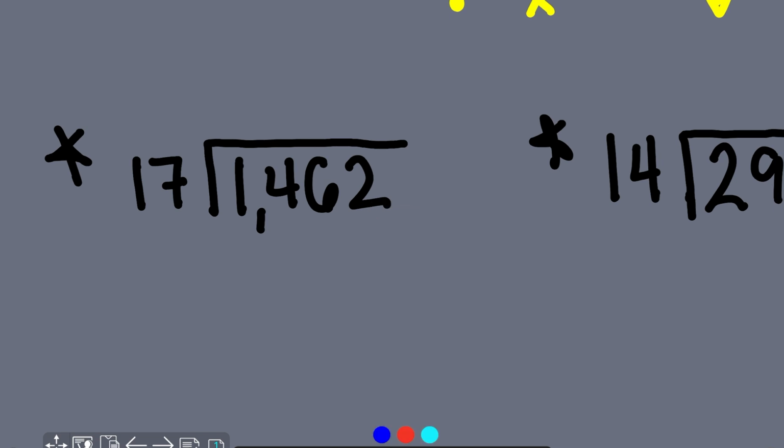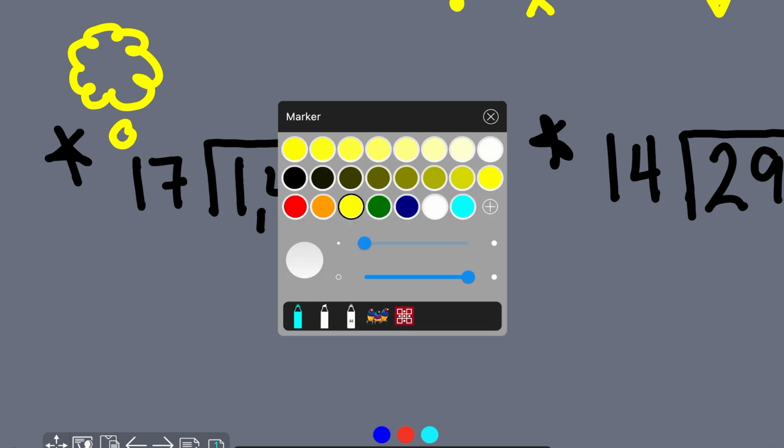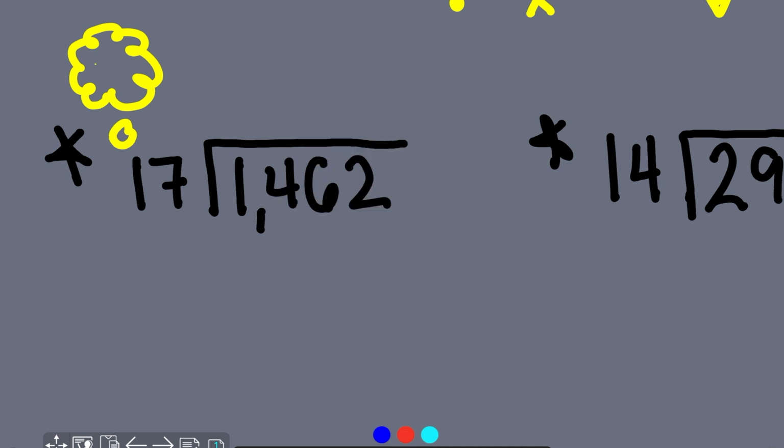The way I like to set it up is I like to have a thought bubble number and say, okay, what's 17 really close to that I can use to skip count by? It is close to 20. And I ask myself, can 17 go into 1? No. So I have to combine these two. Can 17 go into 14? No. So now I combine these three and I go, okay, can 17 go into 146?